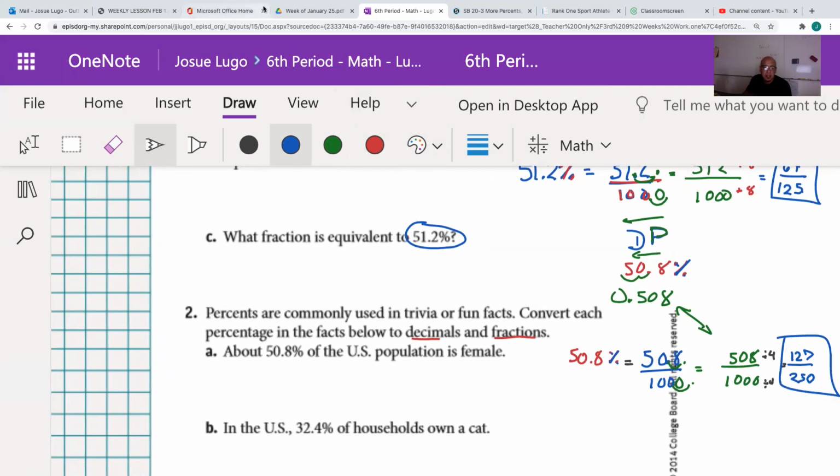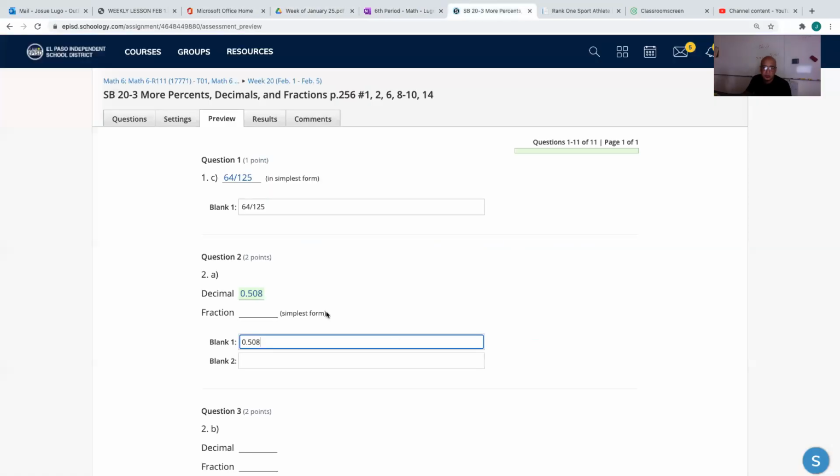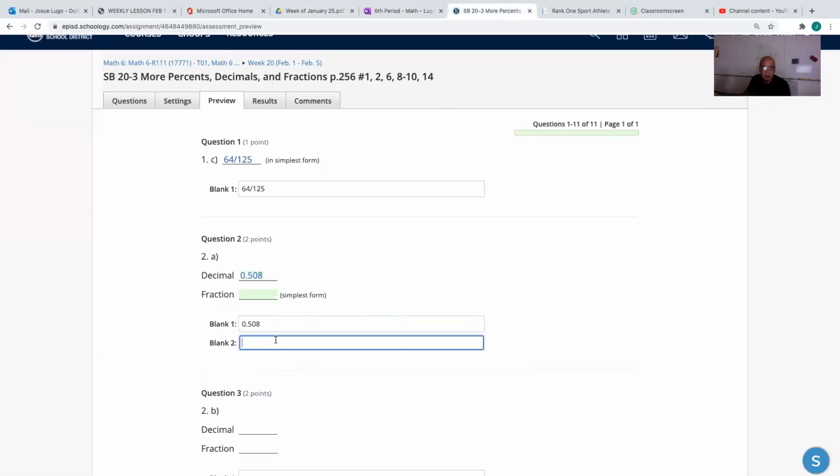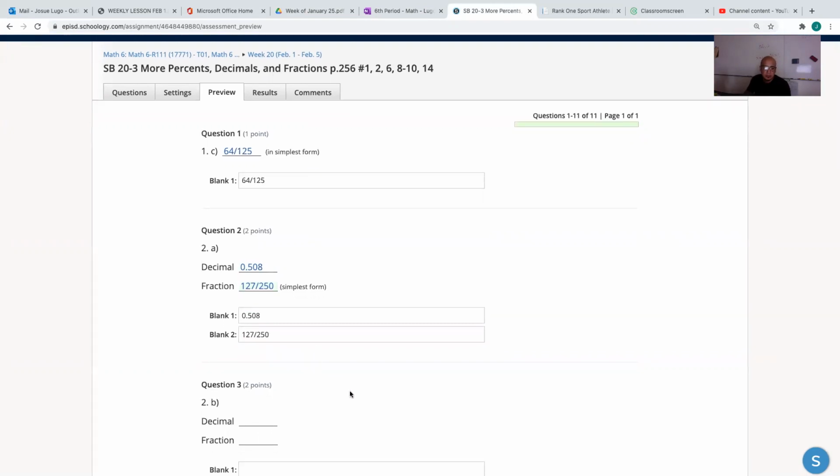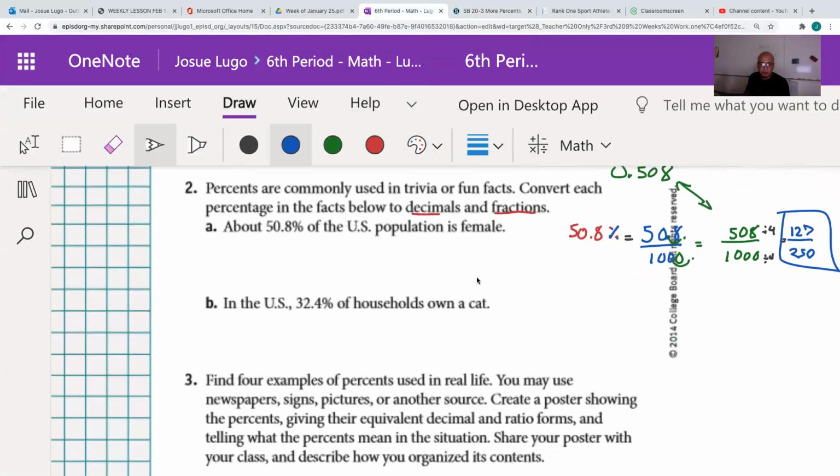All right, again, so over here on Schoology, on blank number 2, I would put 127 over 250. Notice there's no spaces, nothing like that. Okay, let's try one more.